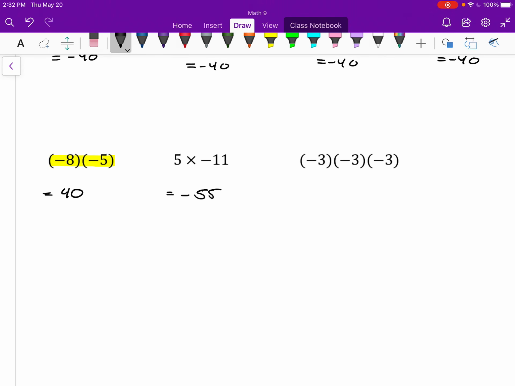The order doesn't matter. And for this last one, I have three factors, we call them, being multiplied to each other. First, negative 3 times negative 3, that's positive 9. So I have positive 9 times negative 3. Well, 9 times 3 is 27, but a positive times a negative is a negative.